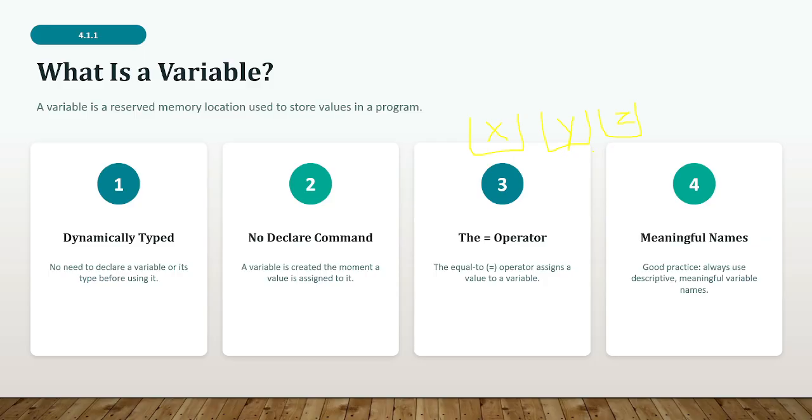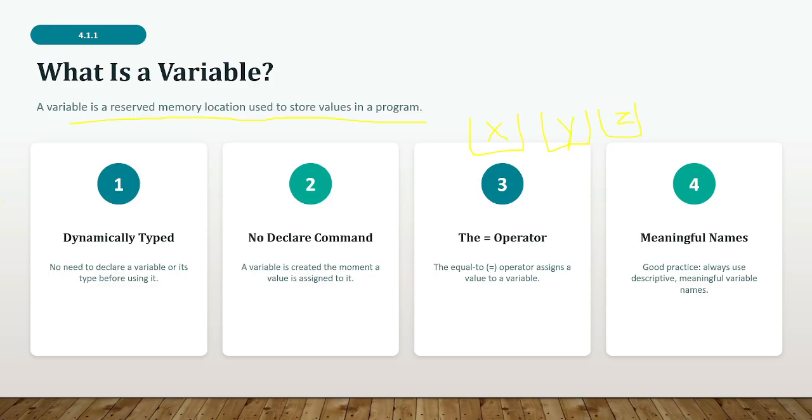So we call this a variable. I have written here: a variable is a reserved memory location used to store values in a program. It basically stores a value in a program in the form of containers, we can say. Python is a dynamically typed language, which means you don't need to declare a variable or its type before using it. In fact, Python has no separate command for declaring a variable.